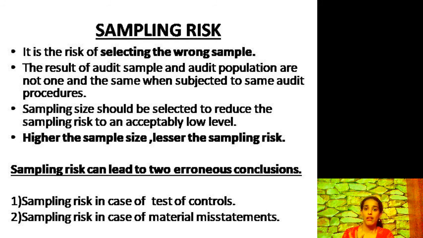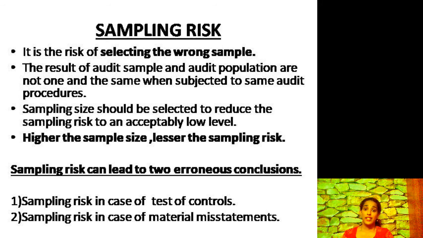Now the same example, instead of taking 20 transactions, I take a bigger sample size. Say 1000 transactions I take. There are a number of transactions, but I take 1000 transactions. Now, when I apply the audit procedures on these 1000 transactions, still I am getting only 5 transactions which are wrong or materially misstated.